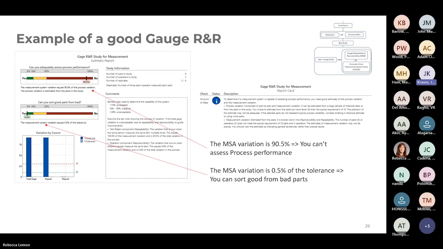Looking at the middle portion of the chart, so can you sort good parts from bad? This is an analysis of the product. So can you determine good product from bad product? As you can see, the value here is 0.5% based on this example, showing that the gauge measurement system variation is only taking up 0.5% of the total tolerance, which shows a high capability of measuring good parts from bad parts. Next slide, please.